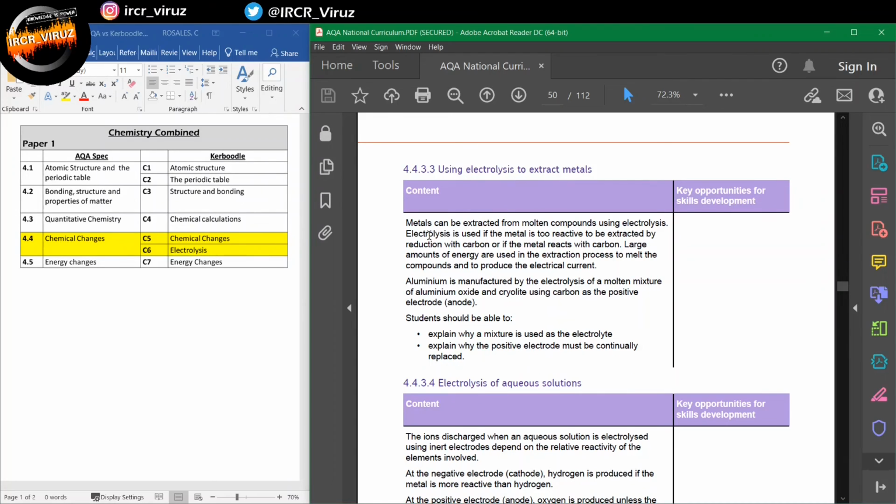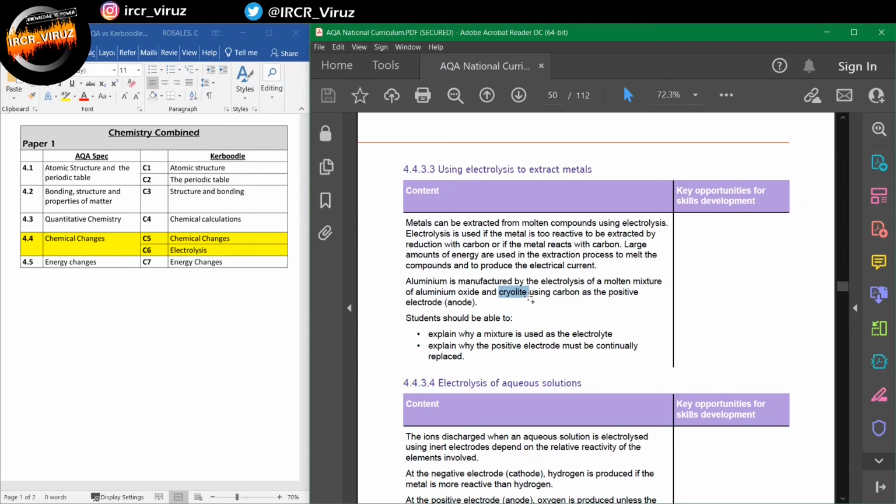Using electrolysis to extract metals. Now in here, the main example that you get is aluminum oxide. Aluminum oxide has a very high melting point, so it's not very good when you try to melt it by itself. So normally cryolite is added. Cryolite is a substance that has aluminum in it.